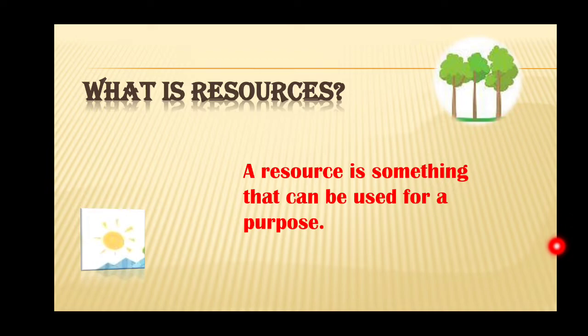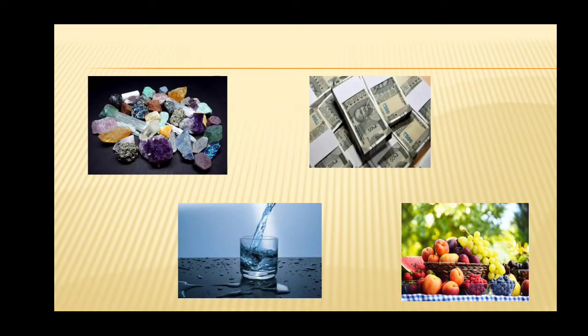For example, if we take trees, trees give us fruits, vegetables, fresh air, medicine, everything. So, a tree is an important resource for human life. Resources are everywhere around the world, from the smallest needle to the biggest mountain. If a thing has a utility, then it is a resource. Now we will see what is utility.